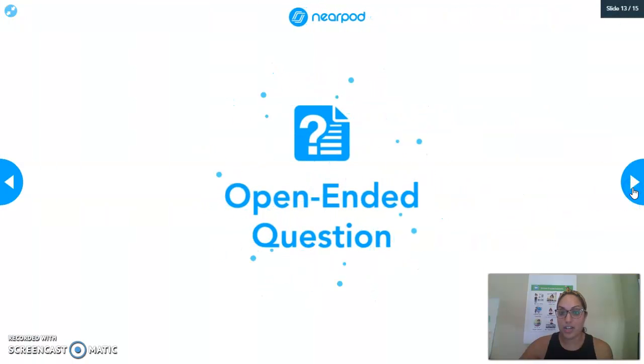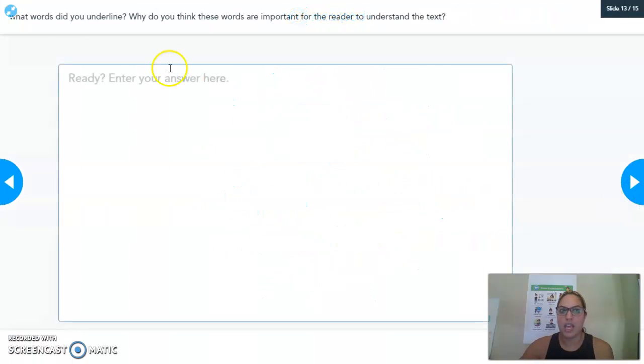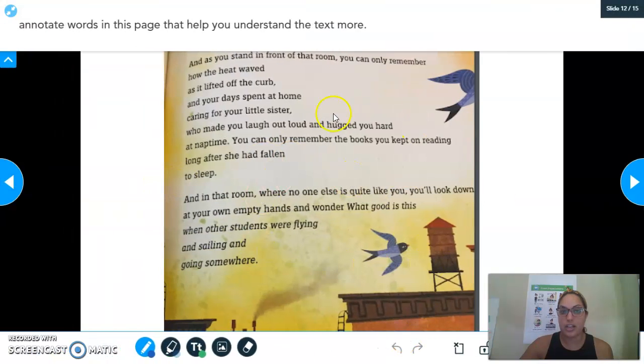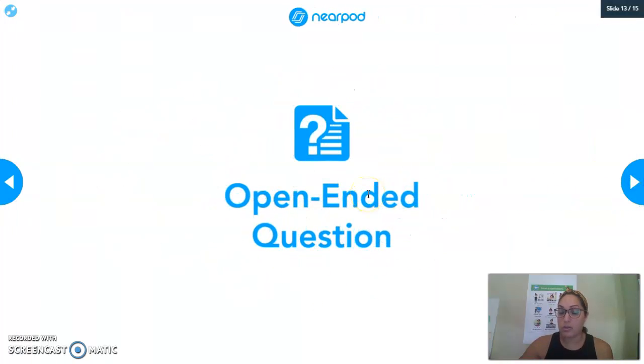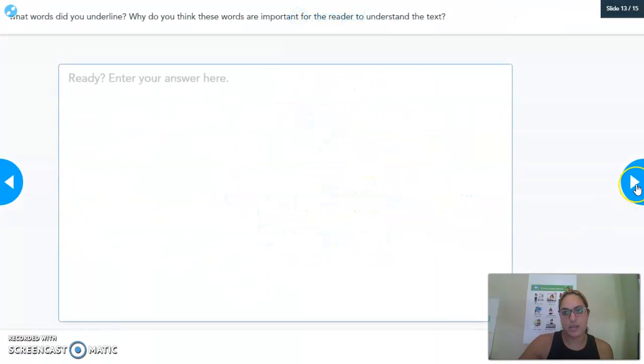And then here you're going to tell me, what words did you underline? Did you think these words are important? Why do you think these words are important for the reader to understand the text? So what words did you underline here? And you're going to tell me, why are those words important? Once you are done, you press submit.